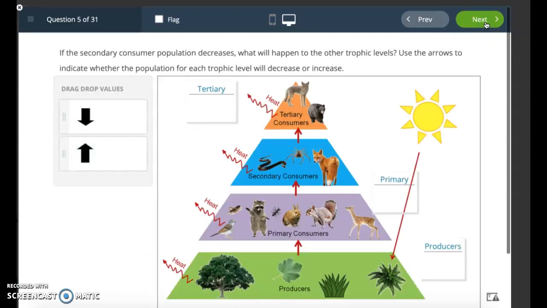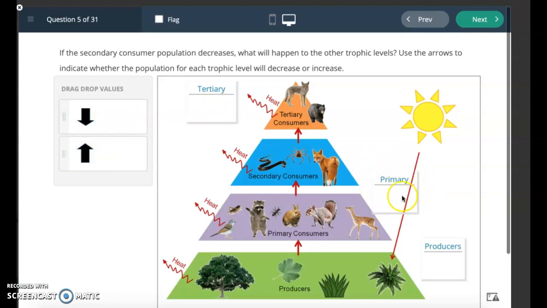Number 5, if the secondary consumer population, which is right here, decreases, what will happen to the other trophic levels? Use the arrows to indicate whether the population for each trophic level will decrease or increase. So you're going to look at the tertiary consumer. Are they going to increase or decrease? You're going to drag that arrow over.